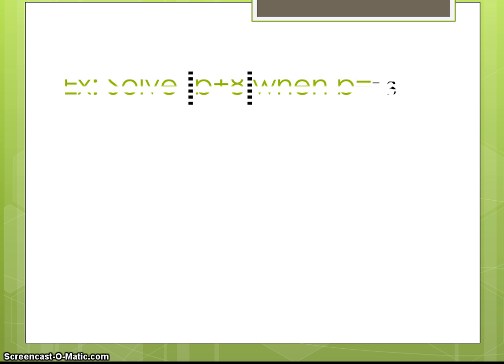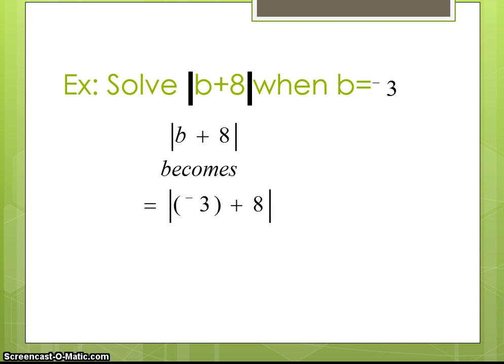Next, now we're going to actually apply absolute value. So we're going to put -3 where the b is. So it becomes -3 plus 8, which becomes 5. Why? Because one's positive, one's negative. And then when we pull it out, it's still 5, because it was already positive to begin with. So the distance from 0 is 5.